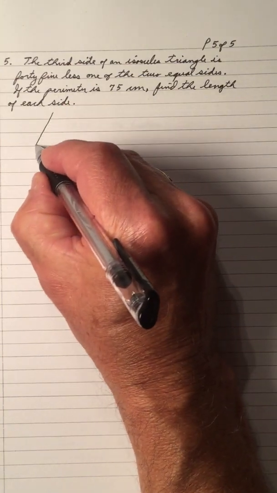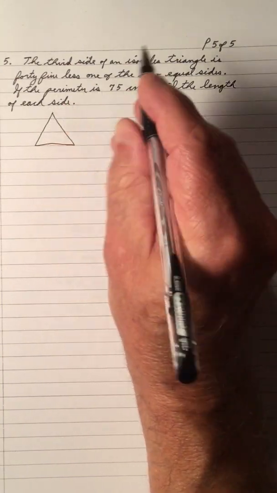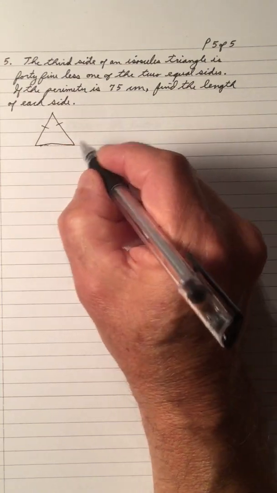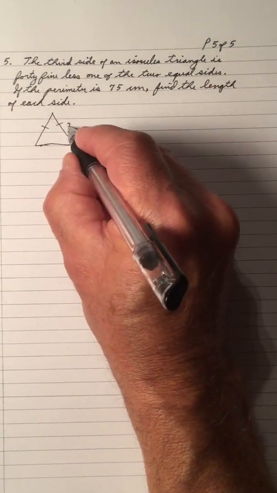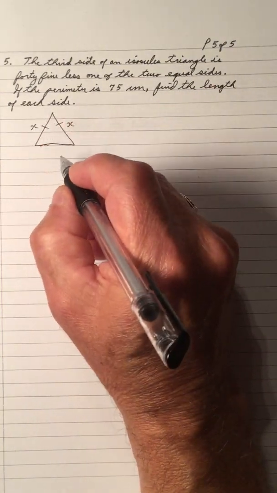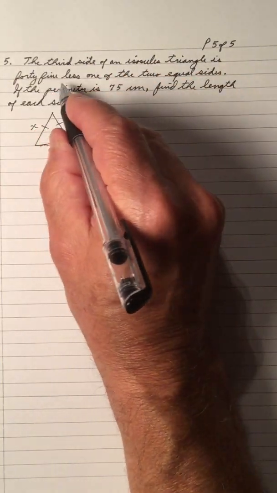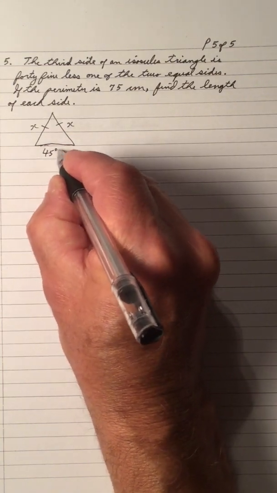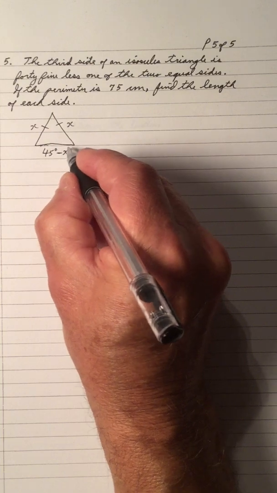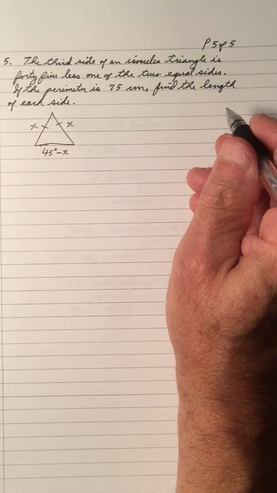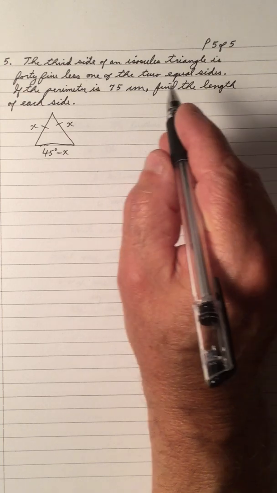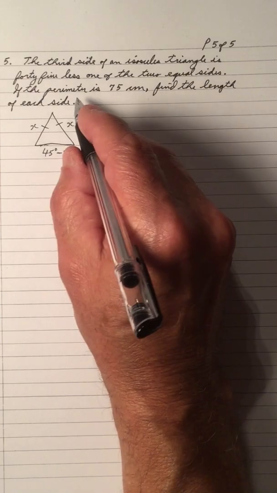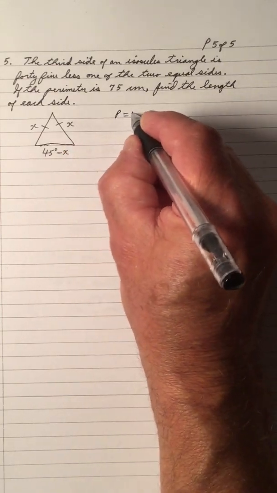So we have an isosceles triangle that looks like this. An isosceles triangle has two sides equal. So if I draw the diagram like this, I can say, well, this side is x and that side is x. Then the third side is 45 less one of the equal sides. So that means find the length of each side. And we have a perimeter. So the perimeter is 75.